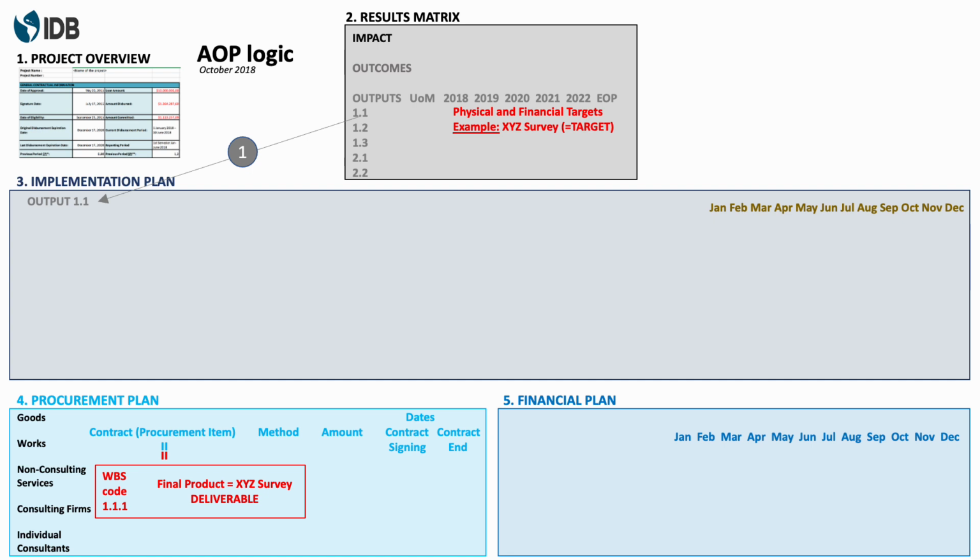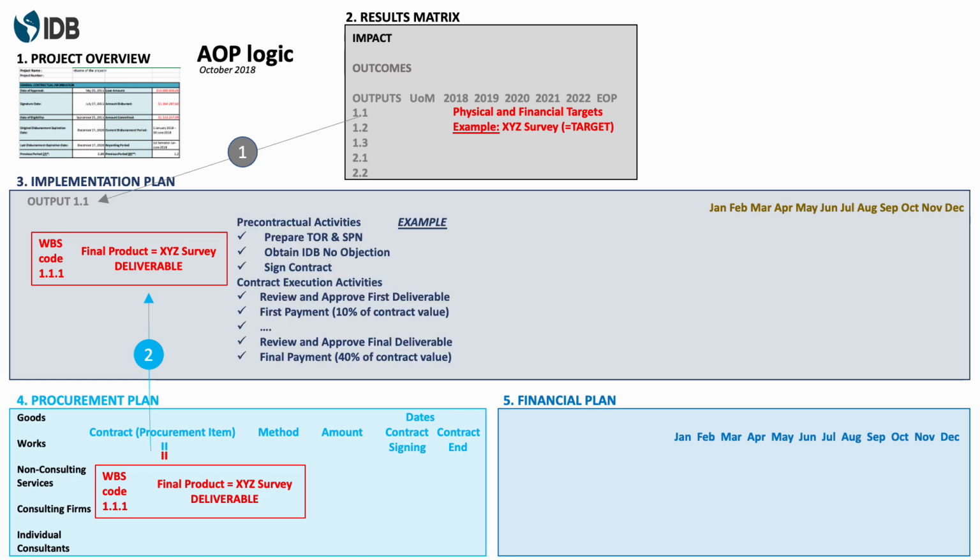So the final product here would be the XYZ survey, and we copy that into the implementation plan as a deliverable. And as you can also see, it will get the WBS code, work breakdown structure code 1.1.1, which links to the output 1.1. Now we're going to include the pre-contractual activities, basically the procurement activities that will lead to the contract, as well as the contract execution activities.